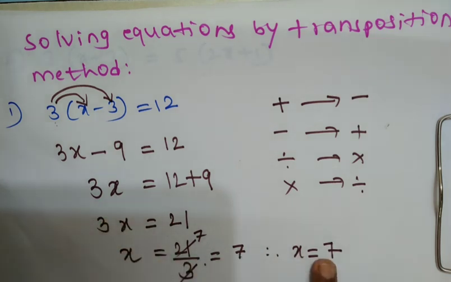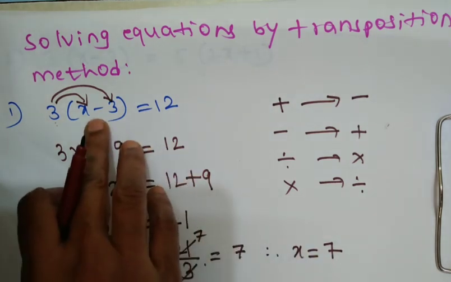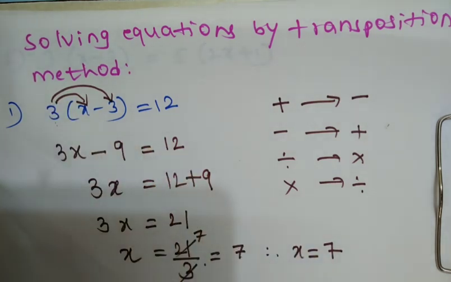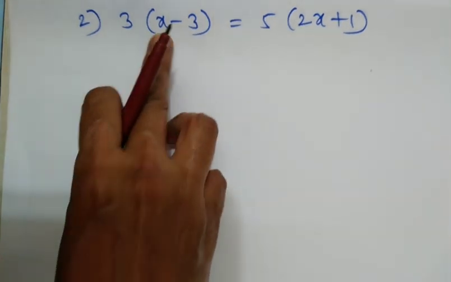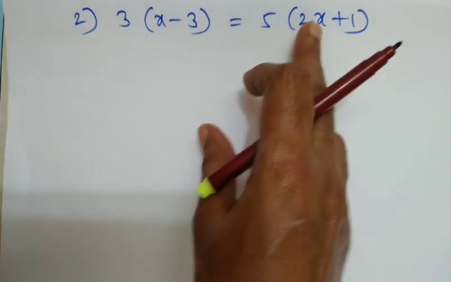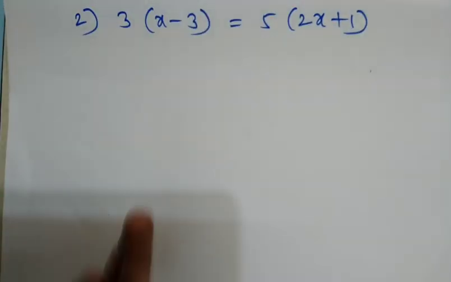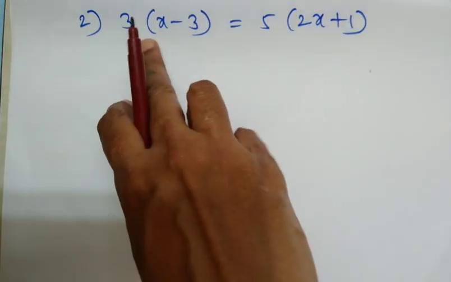x is equal to 7. So 7 is the solution of this equation. Okay, now let us solve one more question. Now 3 times of x minus 3 is equal to 5 times of 2x plus 1. In this equation, see here we have to simplify.